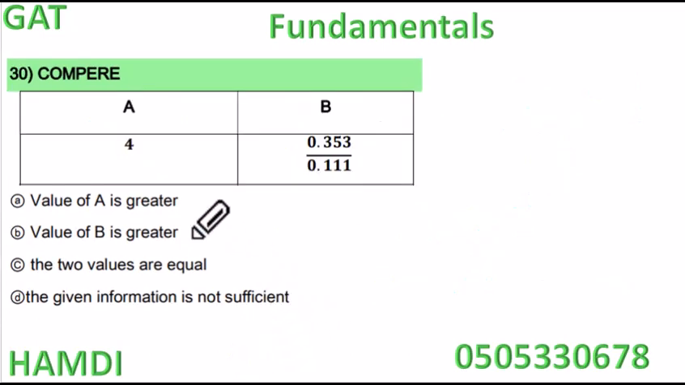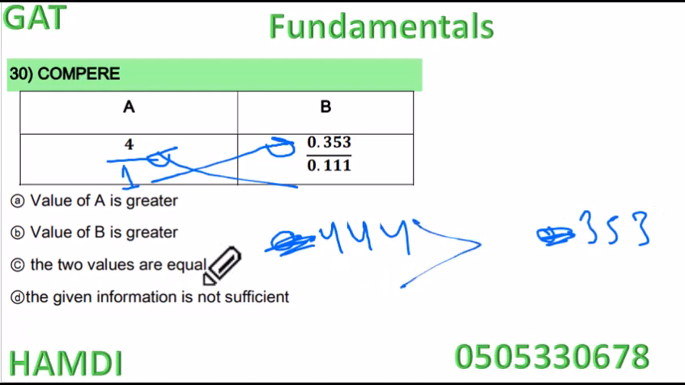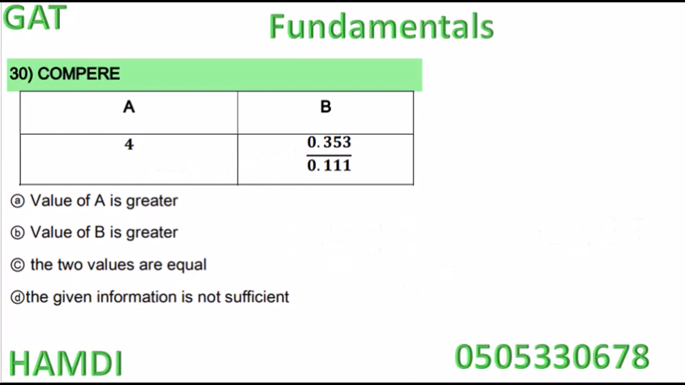Very simple question. Compare between 4 and this fraction. It seems 4 is greater than that fraction, or we can make 4 over 1 and make cross multiplication. So here will be 0.444, here will be 0.353. So we cancel the decimal. 444 is greater than 353. Value A is greater.